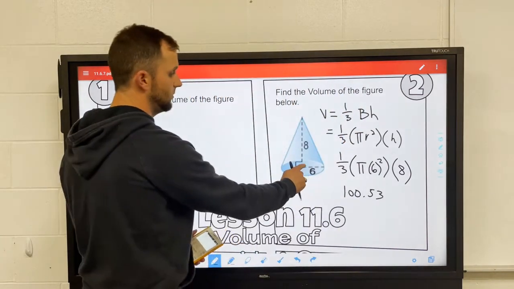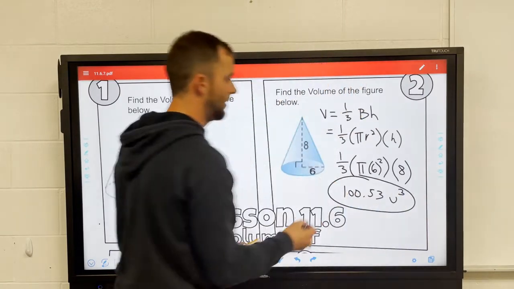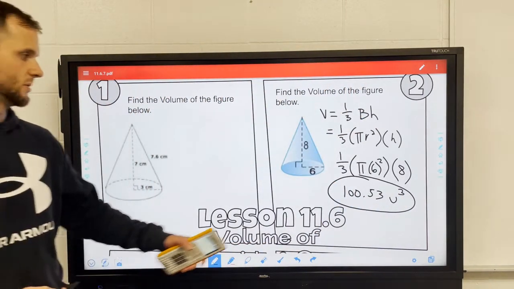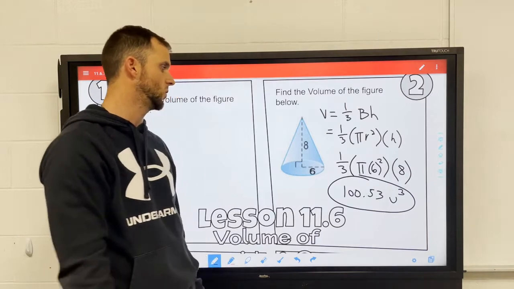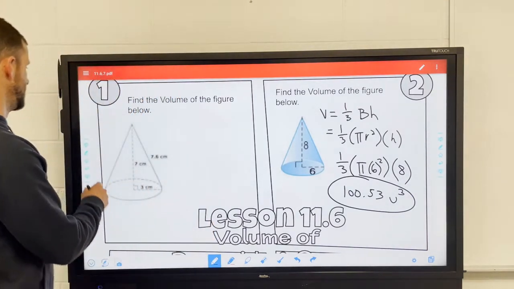100.53, and there's no units here, so I'm just going to put units cubed. So I'm going to put a U there for units, okay? So that means there's about 100 1-by-1 squares that could fit inside that cone there. Let's jump down to pyramids.